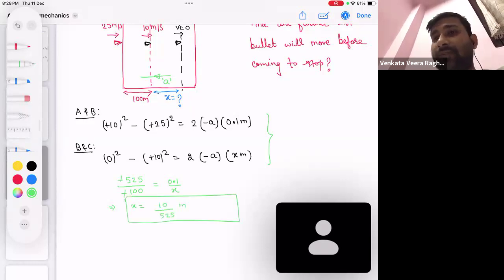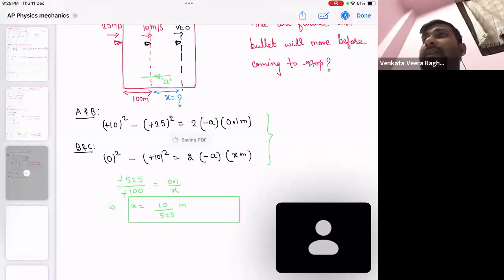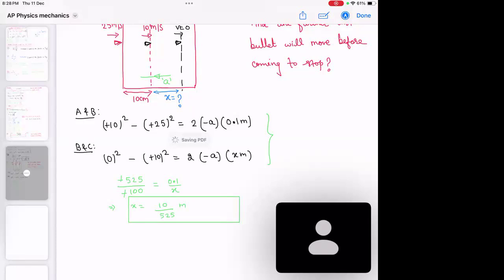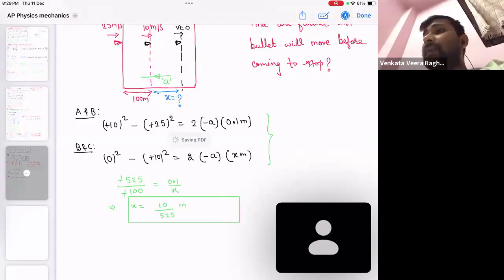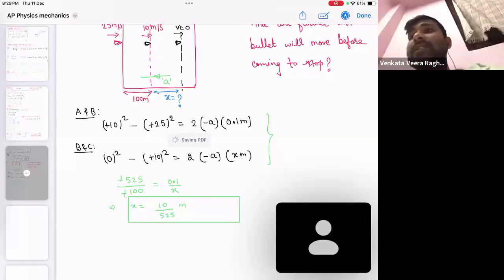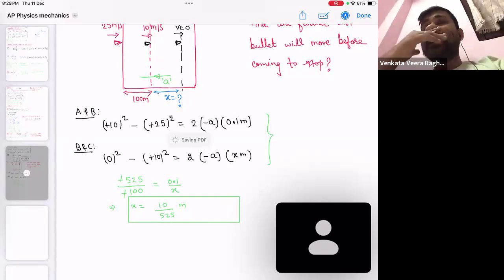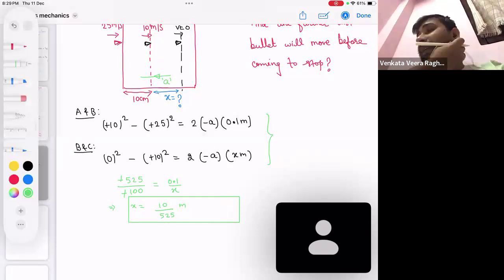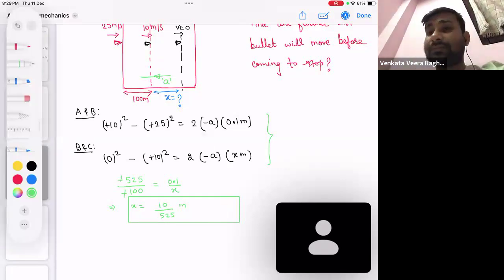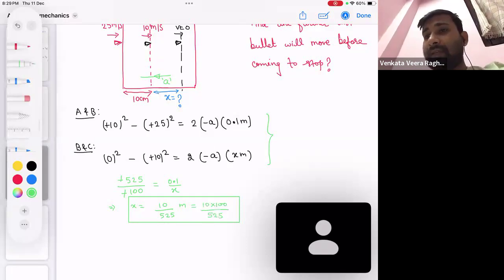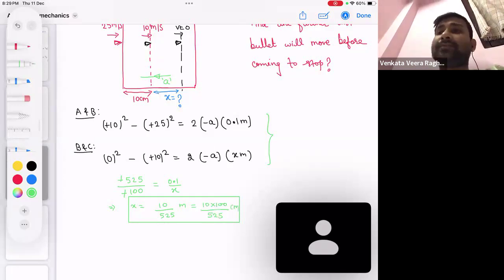If someone wants to know the answer in terms of centimeter, then what should we do? Just multiply it by 100. Crystal clear. So please keep in mind, whenever we apply the equation, we must consider the direction. If all are in the positive direction only, no problem. But it may be possible that something is in the positive direction and some other thing is in the negative direction. So 10 into 100 divided by 525, the answer will come in centimeter now.